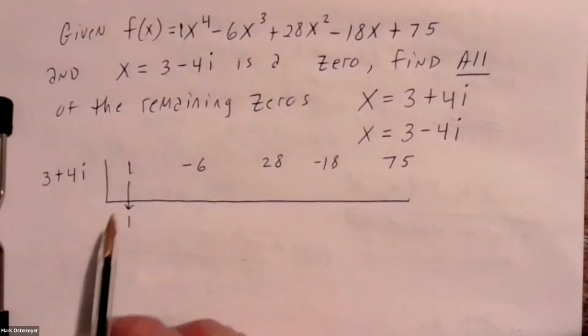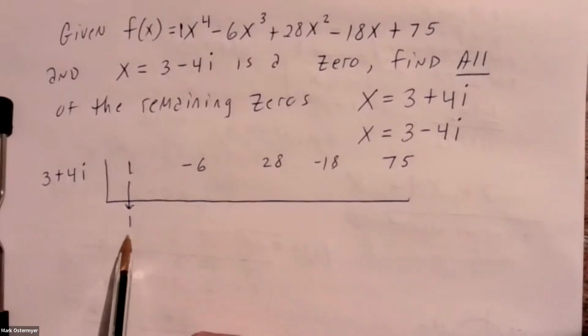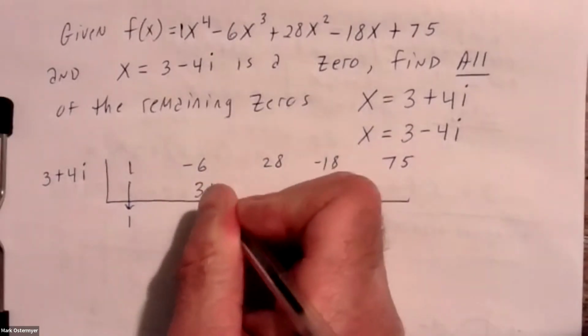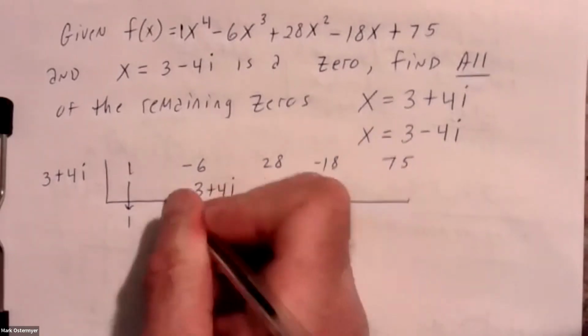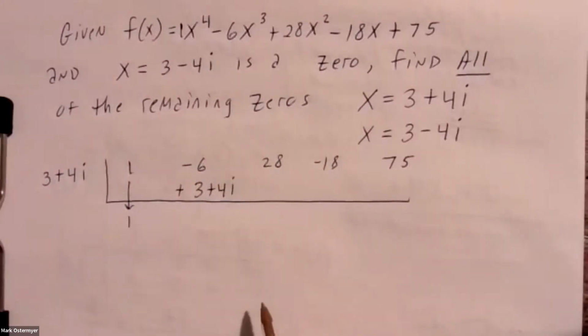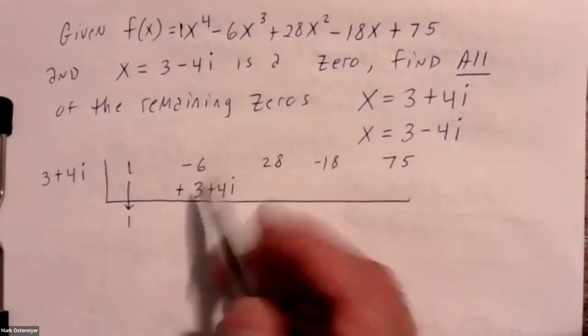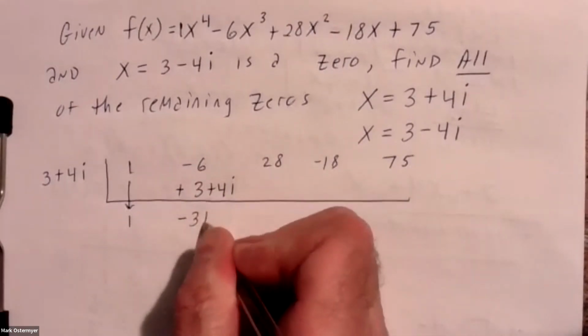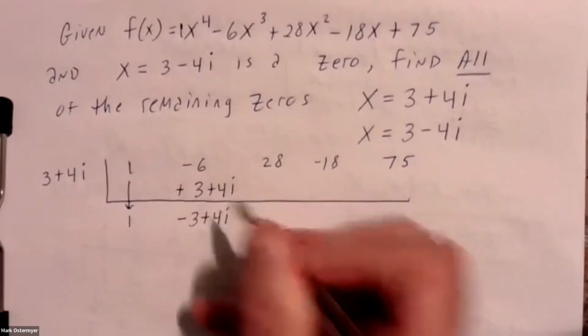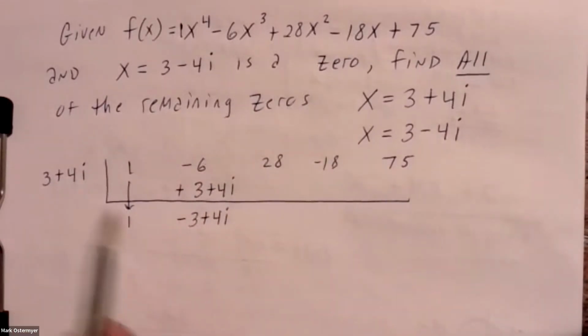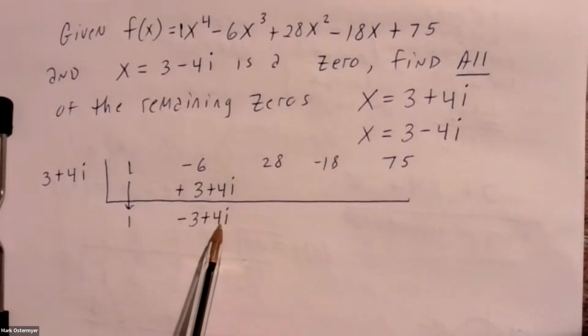So 3 plus 4i times 1 is 3 plus 4i. Now we add these together. Remember, when you add or subtract complex numbers, you can only add or subtract the real parts and the imaginary parts separately. What's negative 6 plus 3? Negative 3. And now I'm going to have to multiply 3 plus 4i by negative 3 plus 4i.